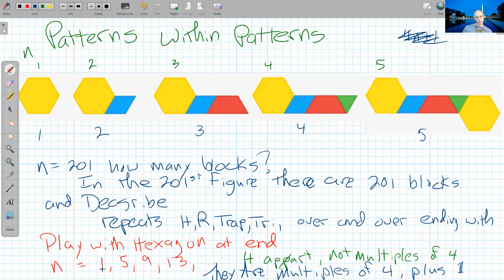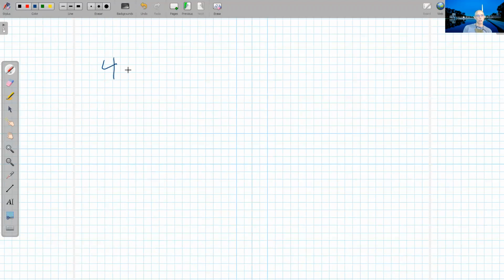Think about it. If you divide 4 into 5, it goes in once with 1 left over. 4 goes into 9 twice with 1 left over. 4 goes into 13 3 times with 1 left over. So that plus 1 is like a remainder. So if I look at the 201st term and ask how many times 4 goes into 201, because this repeats every 4 terms: 4 goes into 20 5 times, no remainder. 4 goes into 1 0 times, remainder 1. So that 1, based on what I just saw, means it ends in a hexagon.